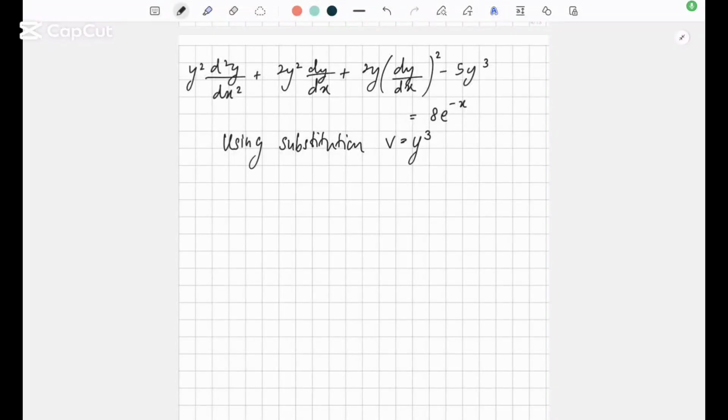Hi everyone, I'm going to solve this differential equation question for you today. As you can see, it looks complicated, right? Yep, well it is. It's complicated, and that's where I come into the scene to help you solve this question.